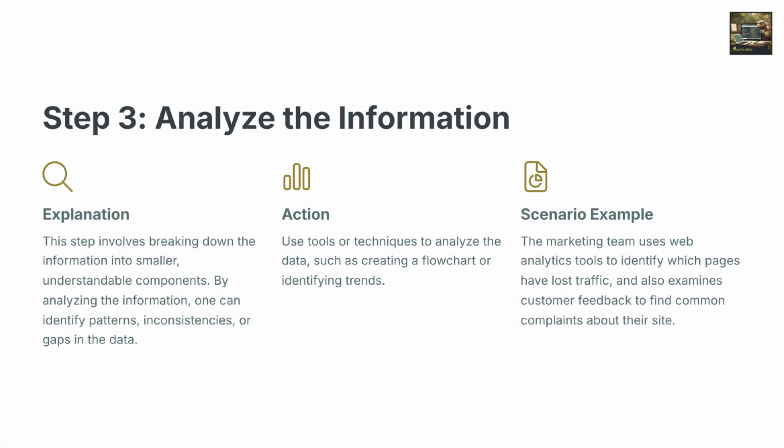Step 3. Analyze the information. This step focuses on breaking down the collected data into smaller, understandable parts to uncover patterns, inconsistencies, or gaps. The action here involves using tools and techniques, such as flowcharts, trend analysis, or comparison charts, to visualize and interpret the data. These methods help make sense of complex information.